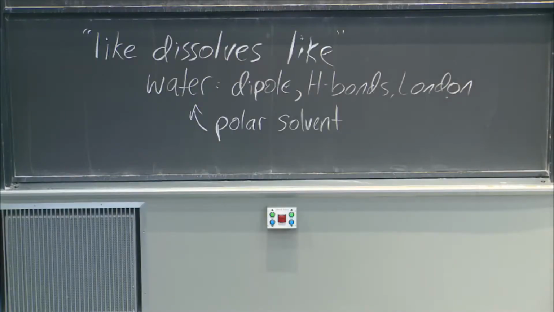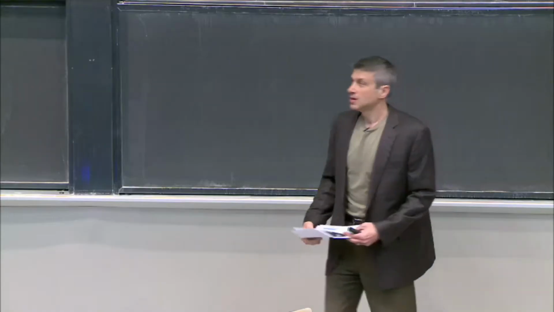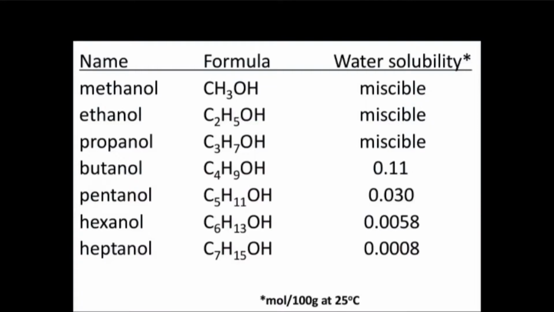So what's going to happen now if I put this into water? Well, we can see. Let's go in series. Here's methanol, ethanol, propanol, butanol, pentanol, hexanol. Heptanol is down at the bottom. And there's the water solubility. Oh, we've got to write that down. Solubility.